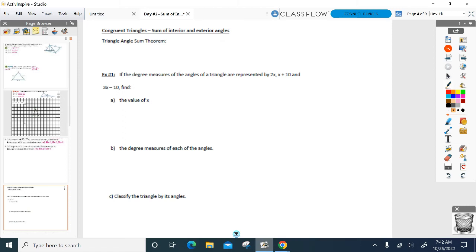Hey, angles inside a triangle. What do you know about it? Oh, they do. Yes, they all equal 180. That is a fact. And I'm going to give it a little fancy name. You can impress everybody at lunch today.